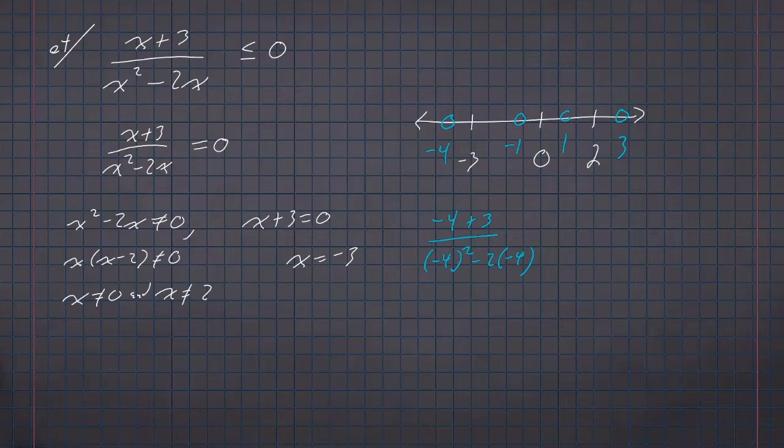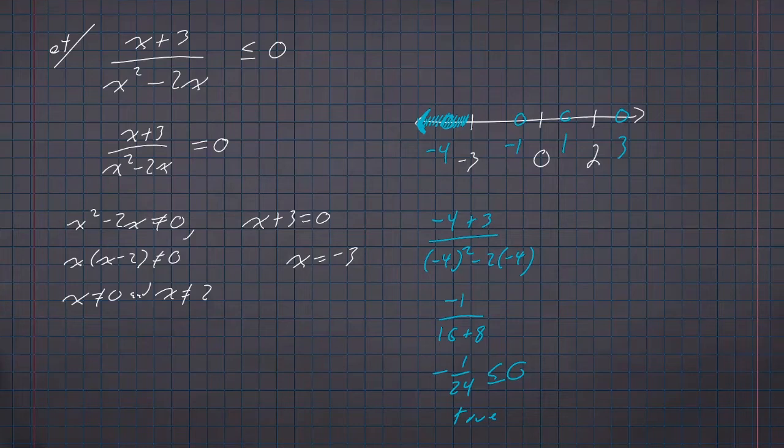So plugging in x equals negative 4, we have negative 4 plus 3, which is negative 1, over negative 4 squared, which is 16, minus 2 times negative 4, which is plus 8, negative 1 over 24. And we're looking for less than or equal to 0. And negative 1 over 24 is in fact less than or equal to 0. And because we are true there, we are true everywhere in that region. Everything to the left of -3 does satisfy this inequality.